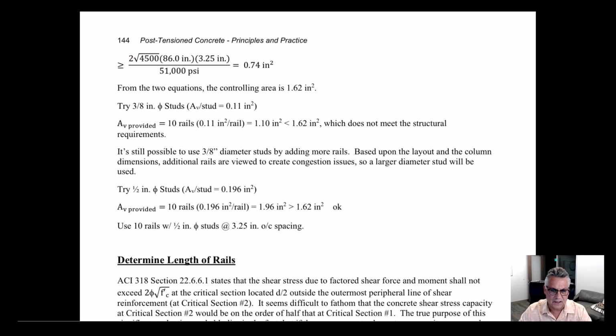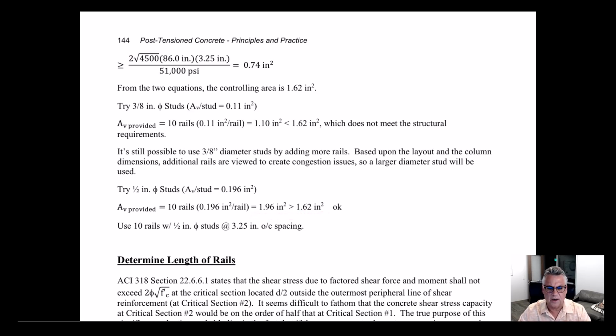This is the calculation that it's doing to tell you it doesn't work. You're not close. You need 1.62 square inches. Those 10 studs only gave you 1.1. Even though we have a lot more studs, they're running all out there. The only one that matters was the first one. So we're going to go to half inch diameter studs. If I do that same calculation, 10 rails, half inch diameter studs is 0.196 square inches of steel.